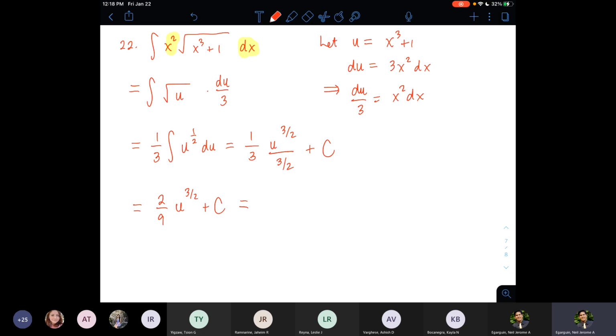And then the last step is to revert to the original variable. The original problem is in terms of the variable x, so I'll just revert the u's into x cubed plus 1. So doing that will give me 2/9 times x cubed plus 1 raised to the 3/2 plus the constant c. And that's my final answer.